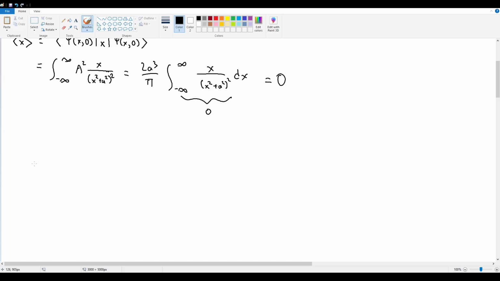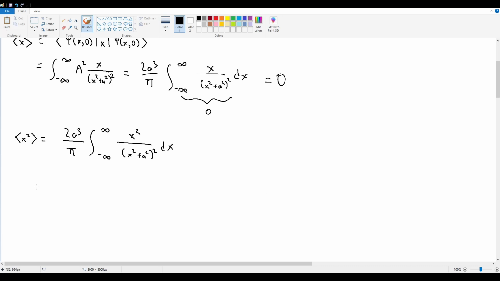Now let's move on to the expectation value of x squared, in which case we have the exact same setup, right? So 2a cubed over pi, integral negative infinity to infinity. This time it's x squared on top, x squared plus a squared squared dx on the bottom. Okay, and for the same reason, once again, we want to use trigonometric substitution because we have something that looks like x squared plus a squared on the bottom.